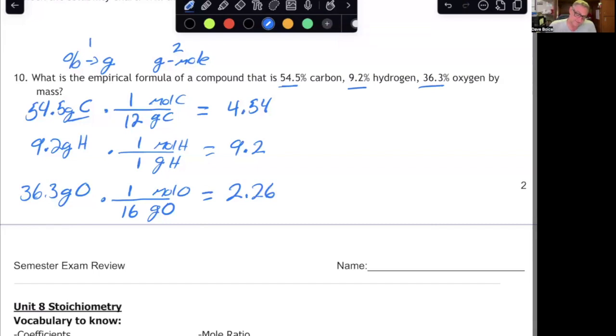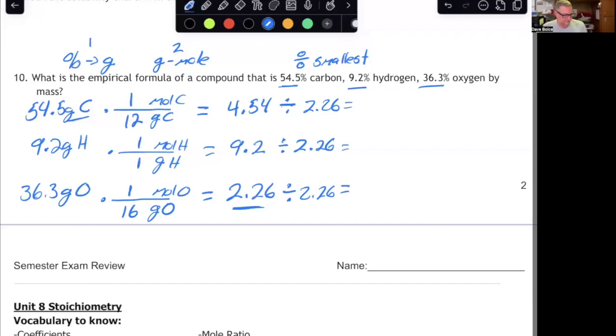All right. So now what I need to do, and this is the easiest one to forget, is divide by the smallest. If you do this, you're going to get your ratio. And my smallest is 2.26. So divide each by 2.26.